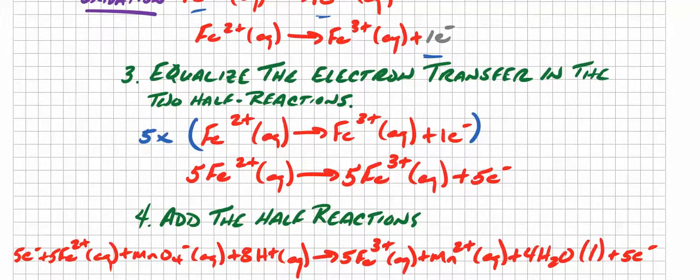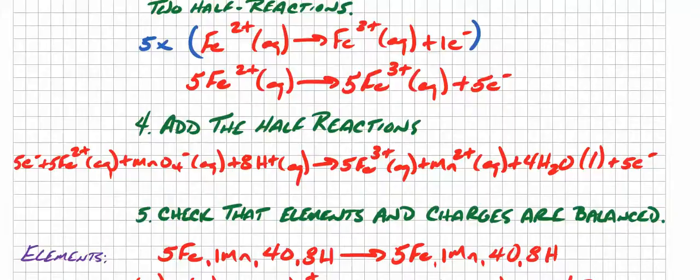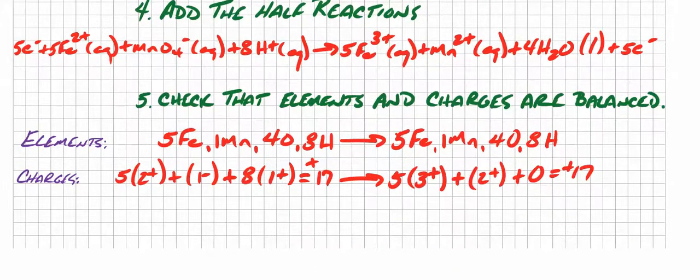And I'm going to add the half reactions now, right? So this is kind of long, but on the left-hand side, I'll have 5 electrons, because I multiplied it by 5, plus 5 Fe2+, plus MnO4-, plus 8 H+, plus 5 electrons. And that's equal to, having added up everything on the right-hand side, 5 Fe3+, plus Mn2+, plus 4H2O, plus 5 electrons, right? Notice I've got 5 electrons on the right now and 5 electrons on the left, so the electrons are now not going to be an issue.